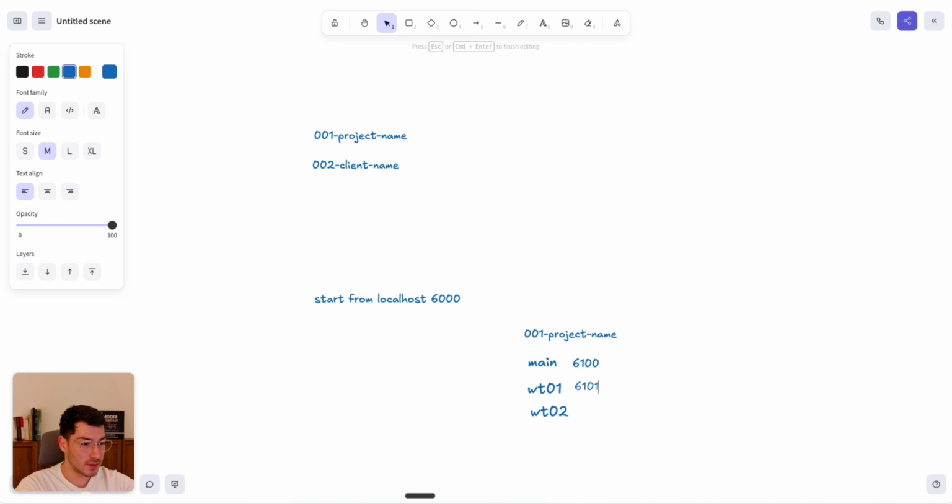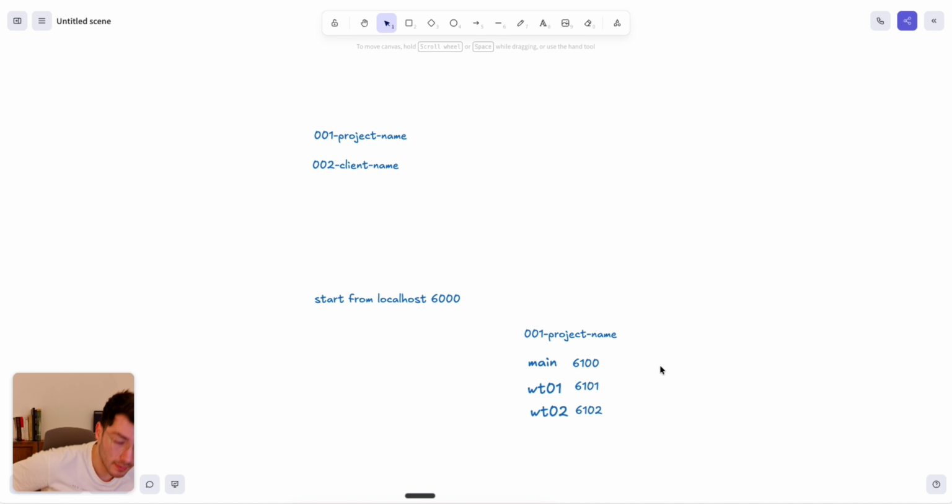And you're starting to see a pattern, and that is exactly the pattern that I am using. So in this way, I don't ever have to think about how it's working, how it's going, and I can literally just say solve localhost. So this is the structure on how I do it. So I have first the project name, and it starts from 6,000. So 01 is, in this case, 6,100 for the main branch. And then every work tree gets their own number.